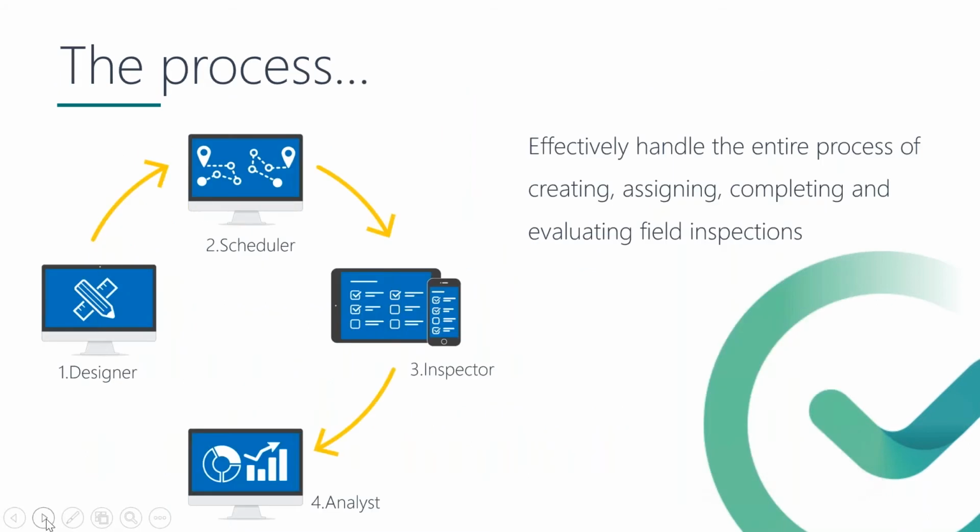When we were designing this product, we realized that there are 4 main stages that need to be addressed during a proper inspection process, and for that we created several tools to tackle these stages. The first one is the designer, then the scheduler, then the inspector, and then the analyst. Let's take a closer look at all of them.